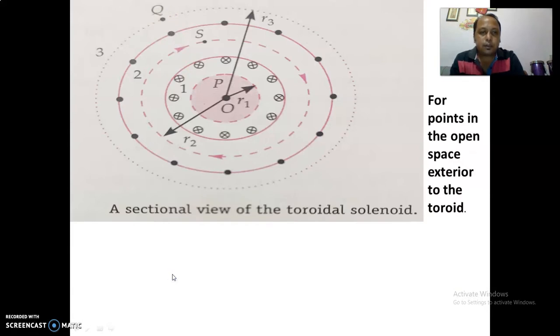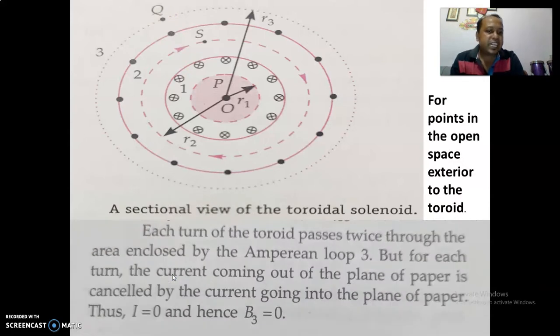So I hope this is very clear to you. You can see here, since the total current threading the third loop is 0, hence the magnetic field which is given by B3 here is 0.